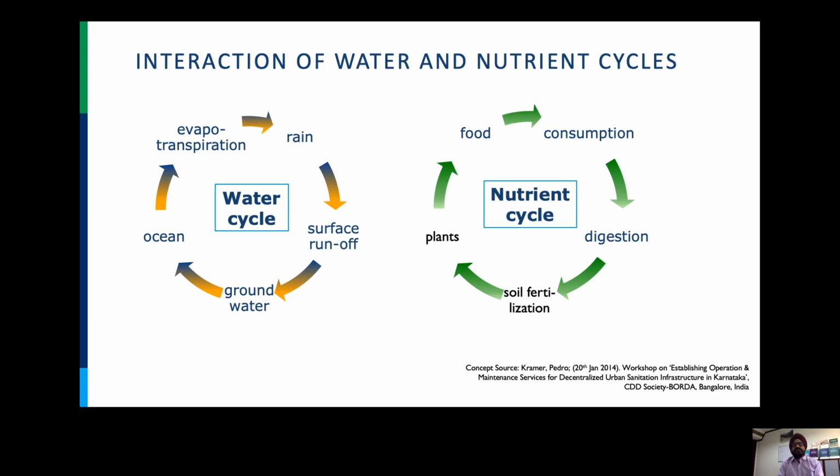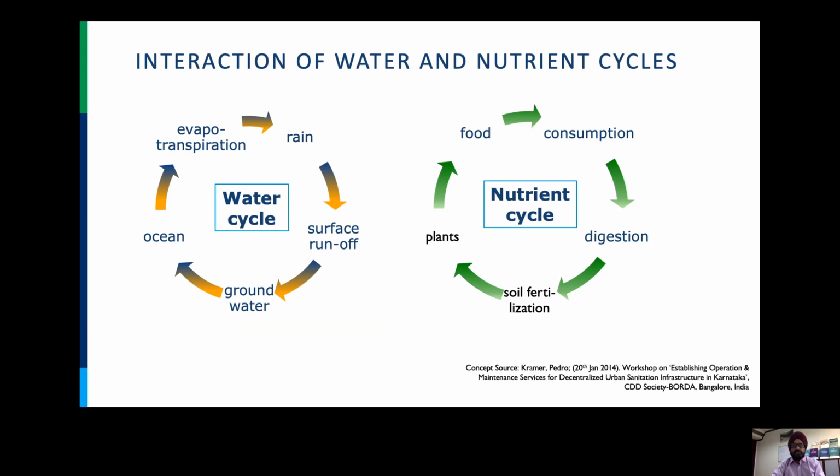Similarly, the nutrient cycle is all about the organic life. It's evolution, decomposition, recycling. So the food or any organic load gets consumed, gets digested or dies. It adds to the organic load on the ground through soil fertilization, goes through the plants and other microorganisms and comes back in terms of the food chain or the biomass. So these are the two cycles which have been going on.